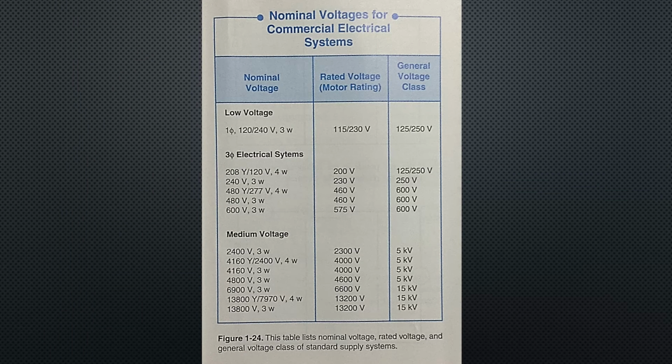There are other system configurations used for both commercial and industrial applications. However, they are essentially derived from these five basic types just discussed.